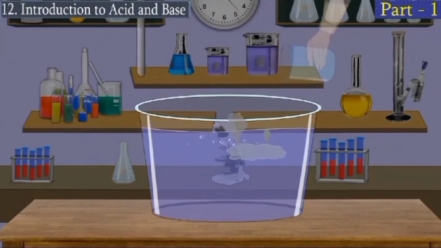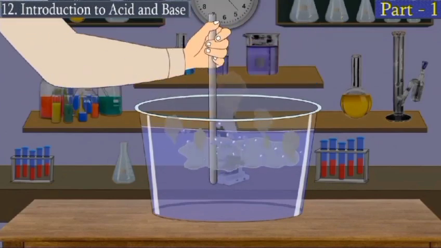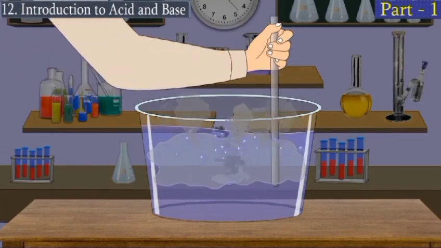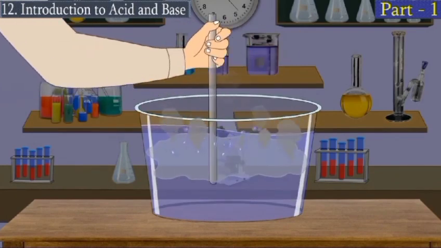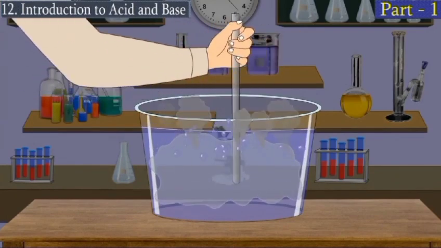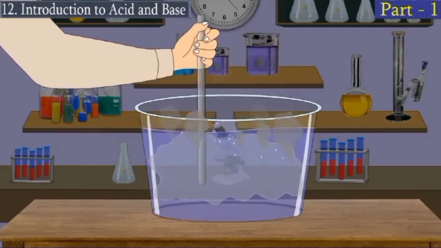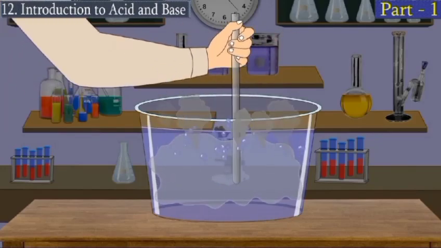Strong concentrated acids are converted into dilute acids by slowly adding them into water. Such dilute acids are less harmful than their corresponding strong acids.